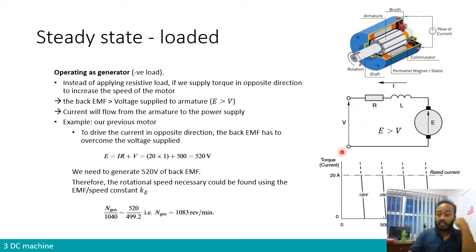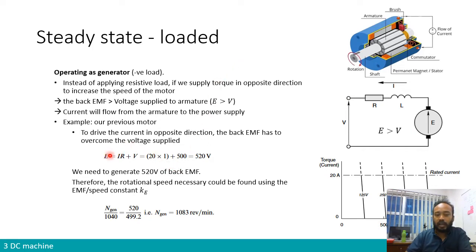So let's have a look at an example to illustrate this properly. Let's take our previous 500 volt Baldor machine. To drive the current in the opposite direction, when does this occur? What we would like to do now is identify when this generator mode happens. What is the speed necessary to turn the machine into a generator? The machine is still supplied with 500 volts and rotating, but what speed do we need to rotate the shaft in order to reverse the current, or make the back EMF higher than V?